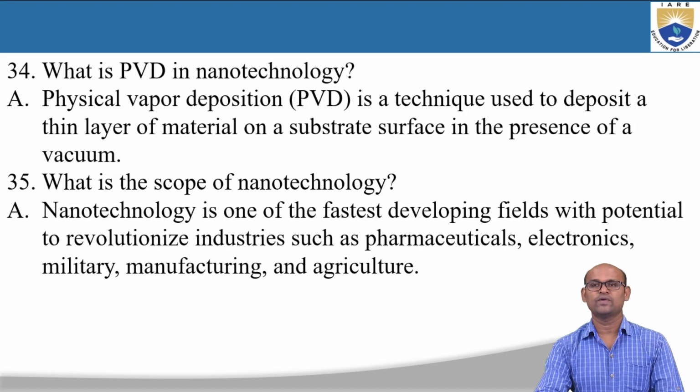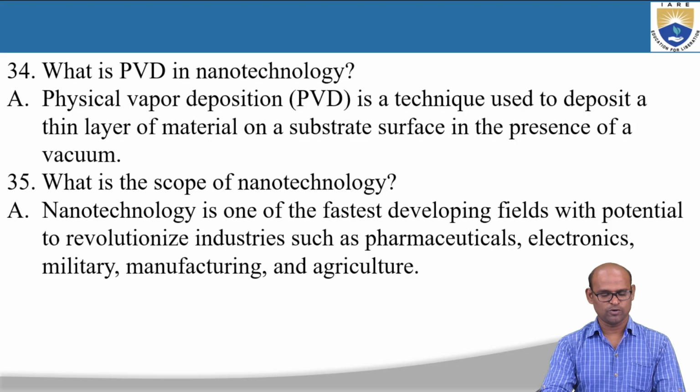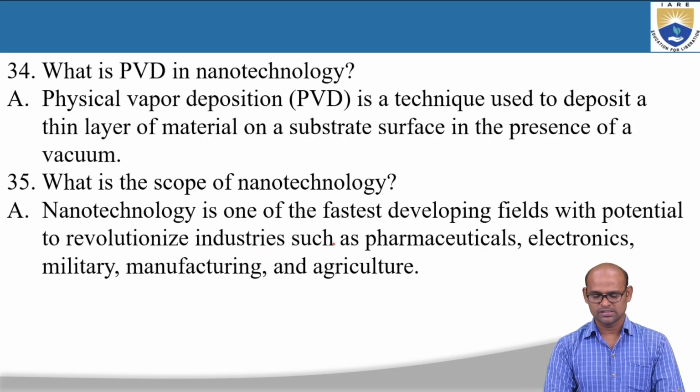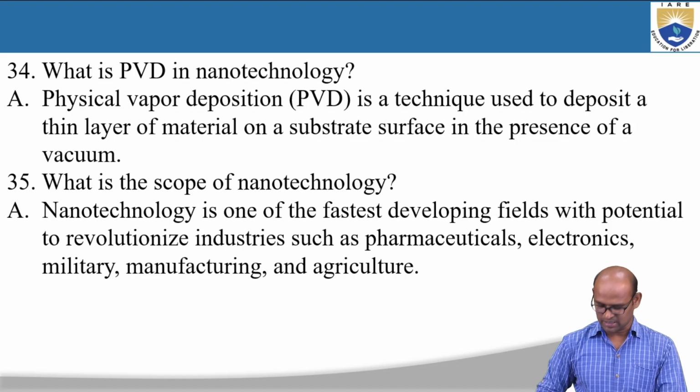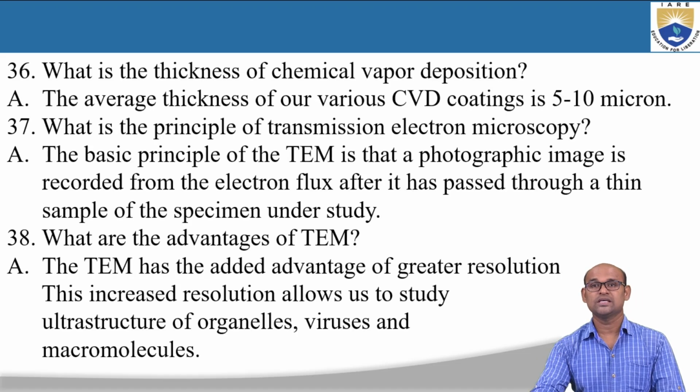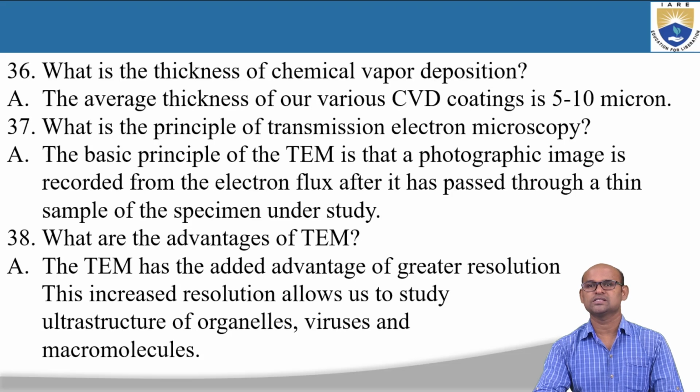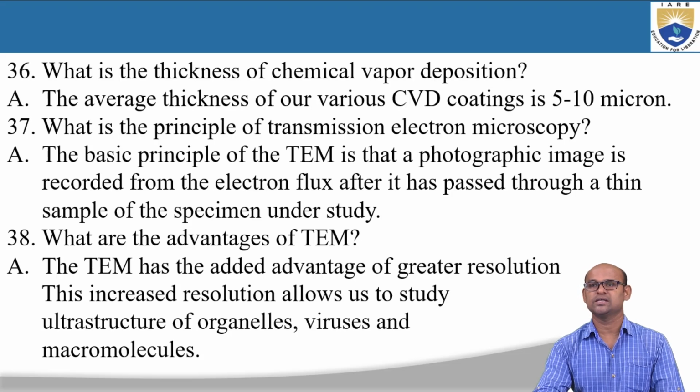What is the scope of nanotechnology? Nanotechnology is one of the fastest developing fields with potential to revolutionize industries such as pharmaceuticals, electronics, military, manufacturing, and agriculture. What is the thickness of chemical vapor deposition? The average thickness of our various chemical vapor deposition coatings is around 5 to 10 microns.